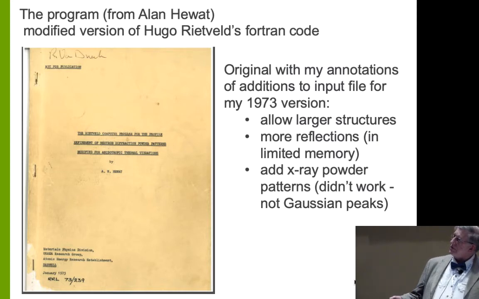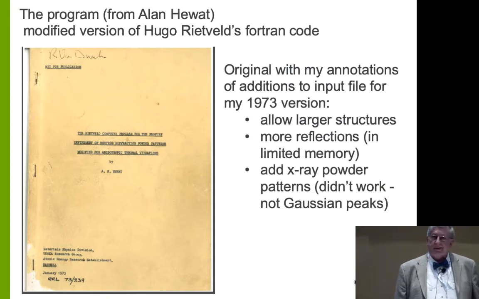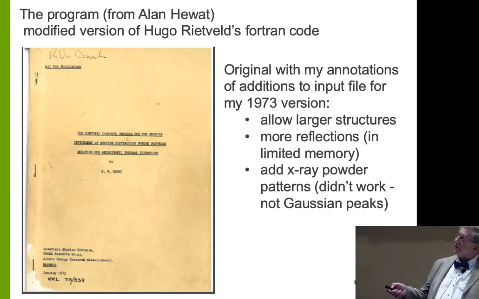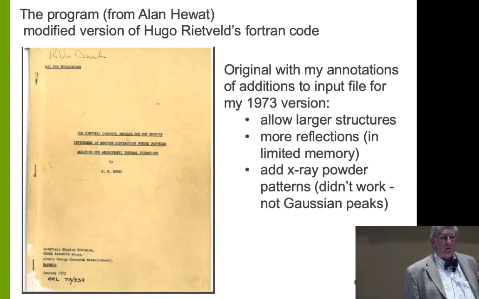And this is a copy of the program guide from Alan Hewitt that detailed how you ran the thing. And what I did to it is to make it do larger structures, because as it turns out, the structures Tony and I were interested in were simply too big for the machine we're running it on. And I also tried to put in X-ray powder diffraction, but it didn't work because it didn't know what the peak shapes were.